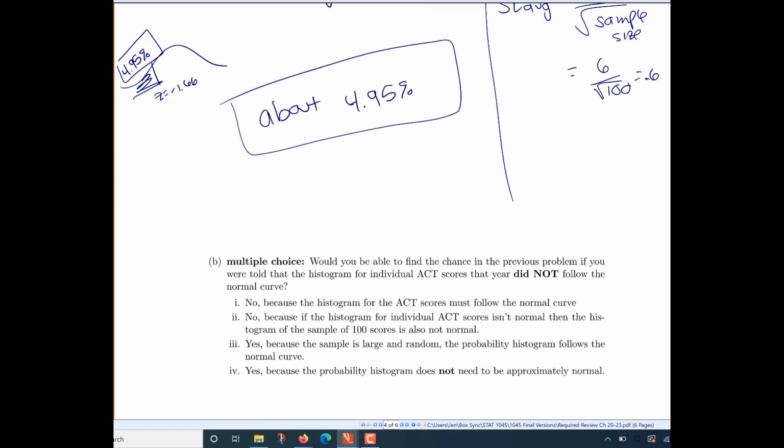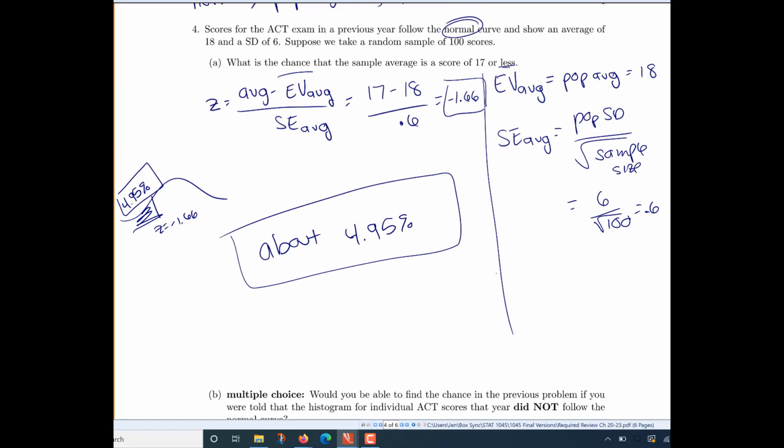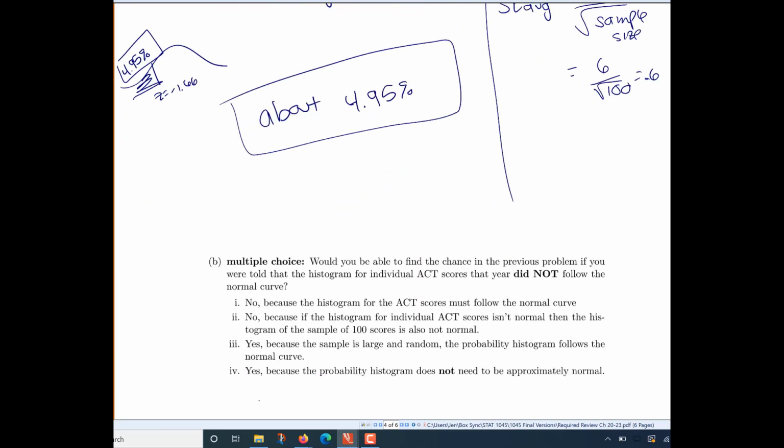Would you be able to find the chance in the previous problem if you were told that the histogram for the individual ACT scores did not follow the normal curve? So let's go back up and look. We need to have either a normal curve or a large sample size. We have 100, that counts as a large sample size. So I would say, doesn't matter.